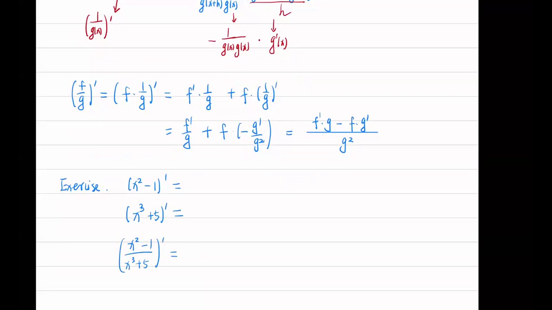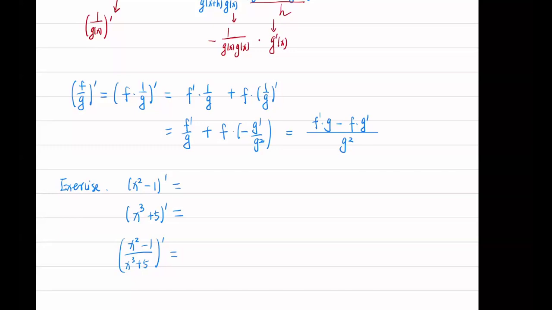Okay, 3 steps. Derivative of the numerator, derivative of the denominator, and then the derivative of the quotient. Let's work. Lisa and Sophia, enter the answer in the chat when you finish. The derivative of x squared minus... Zichen, what's the first one?